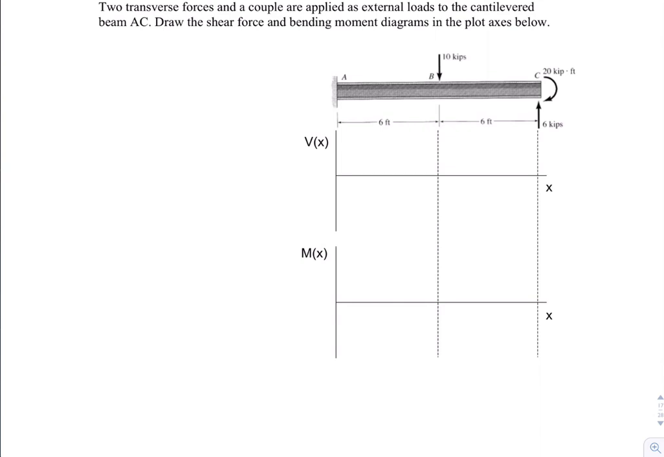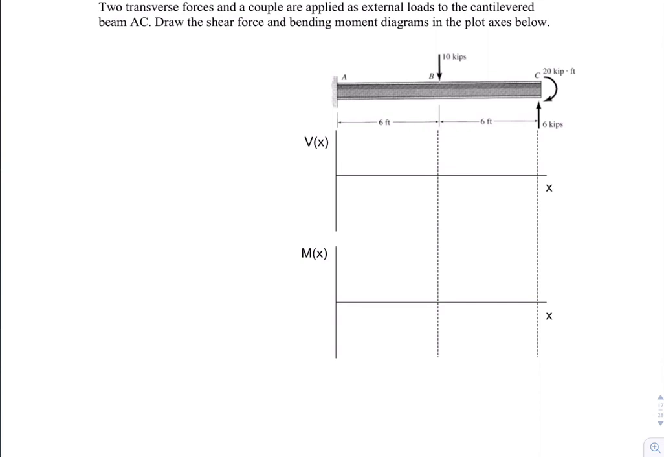For this example, we're asked to come up with the shear force bending moment diagram for a beam where the beam is built into the wall there on the left hand side. There's this point load of 10 kips right in the middle. There's a point load of 6 kips upward at C on the right side. Then there's an external bending couple there of 20 kip feet on the right hand side at C.